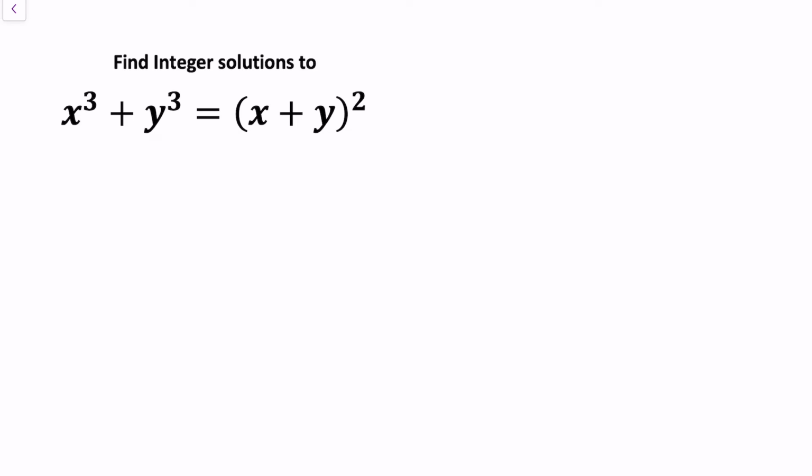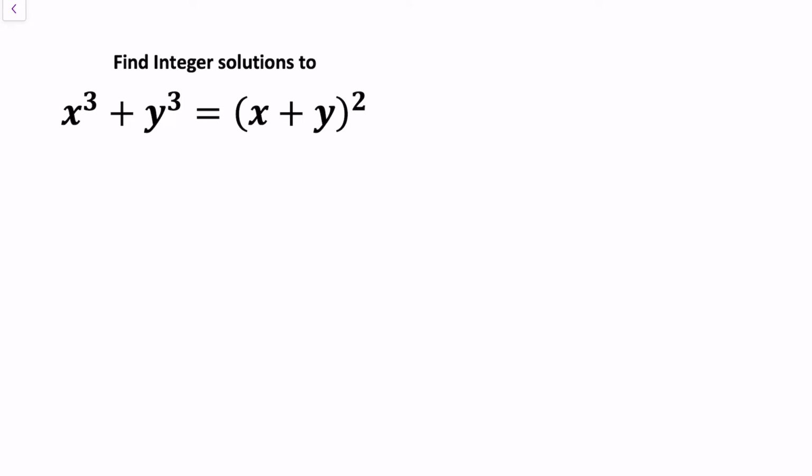In this video we're going to solve another integer equation. We have (x cubed plus y cubed) equals (x plus y) all squared, where x and y are integers. If you'd like to pause the video and try it yourself first, then we can go over it together.